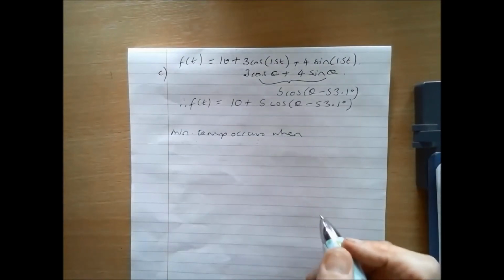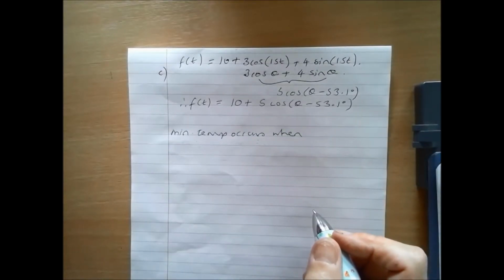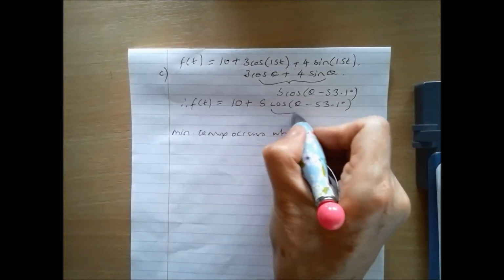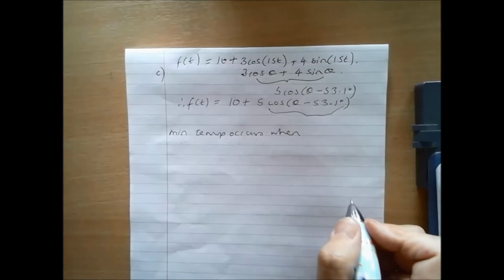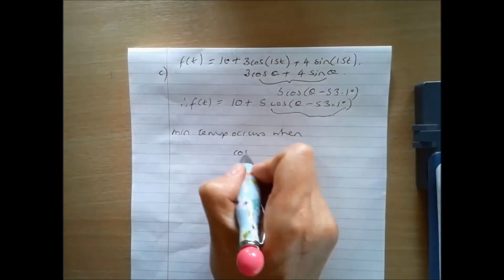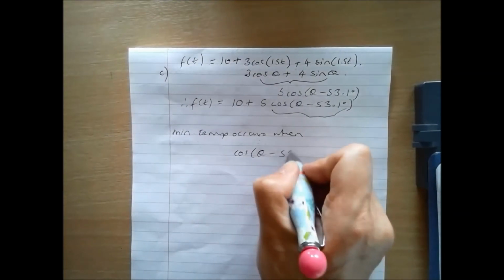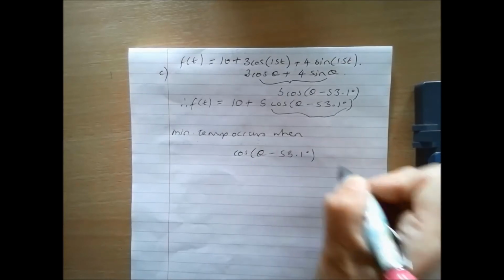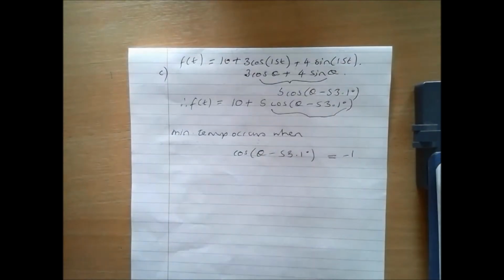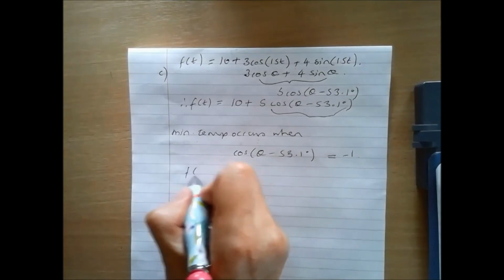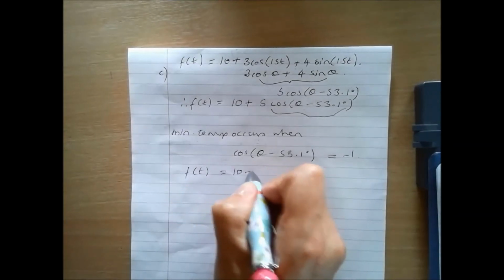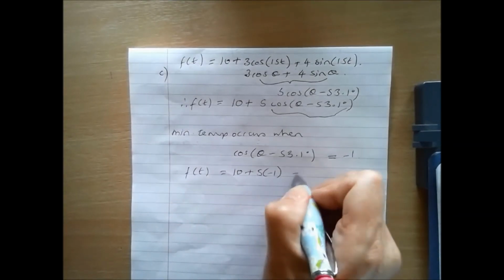So we're trying to find the minimum temperature and at what point this occurs. This occurs when this cos function here is equal to minus 1. Because if you think about the cos graph, the minimum value of that will be minus 1. So f of t is therefore going to be 10 plus 5 times minus 1. In other words, 5 degrees.